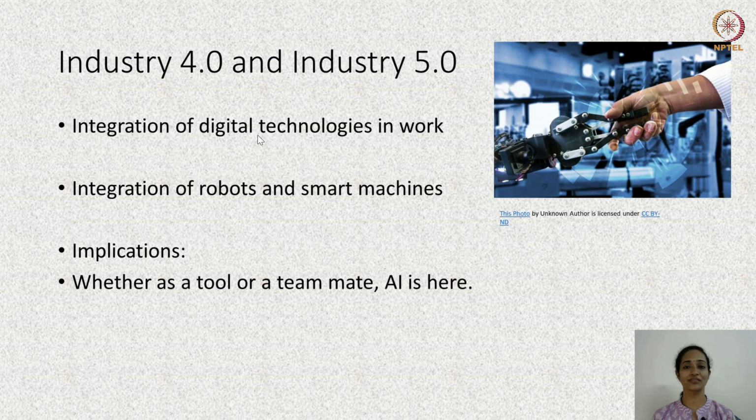So how is the industry in terms of application of AI and robots? Well, we are all very familiar with Industry 4.0. Industry 4.0 is the integration of digital technologies in work. You have machines which are fitted with sensors, you have machines which are fitted with digital technologies, and you have machines relaying information to each other.